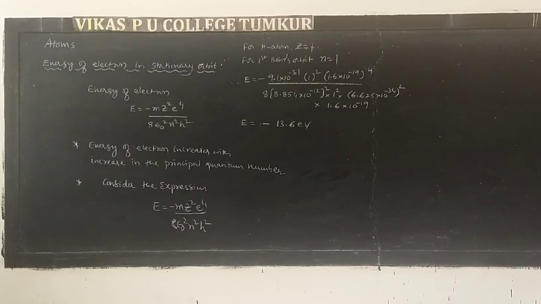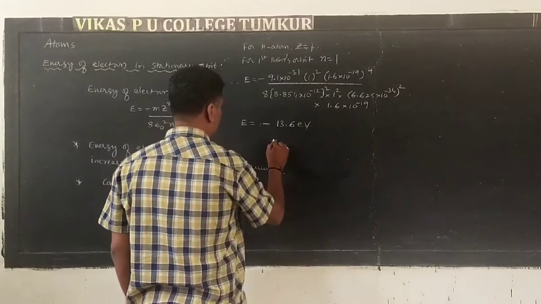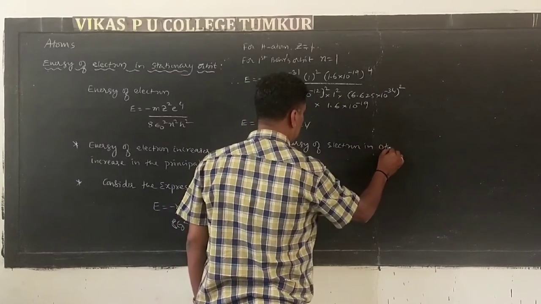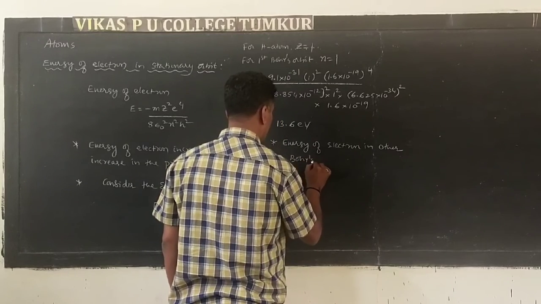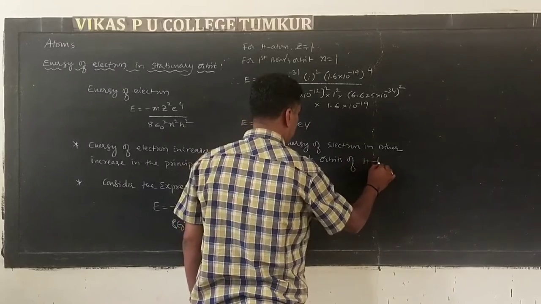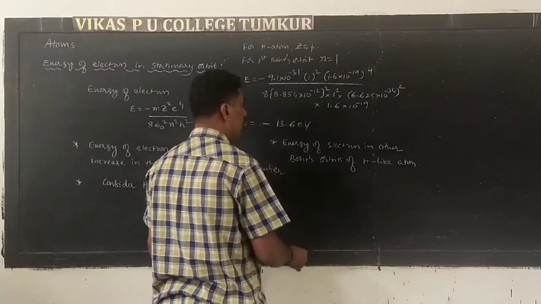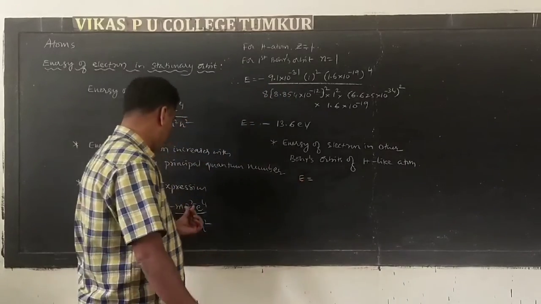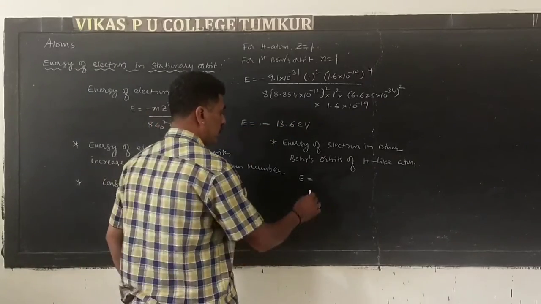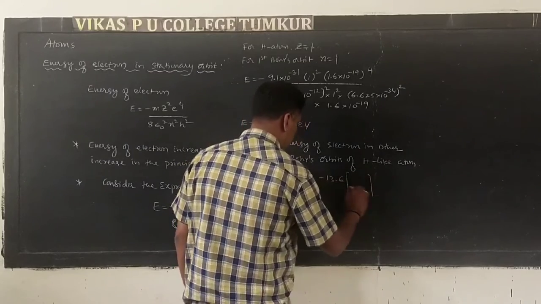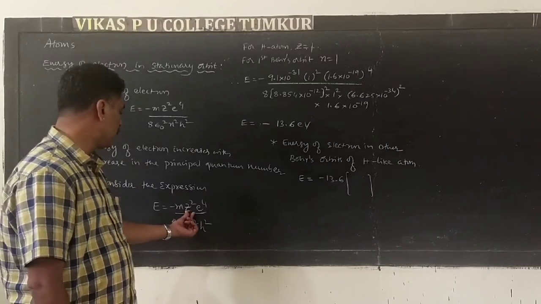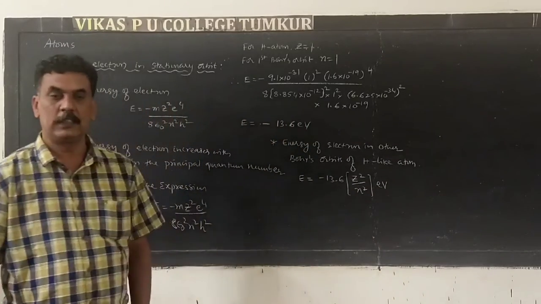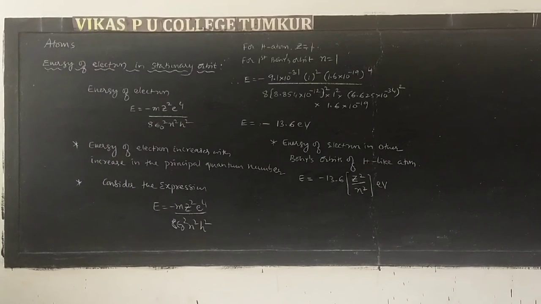And the next concept that you need to know is the energy of the electron in other Bohr's orbits of a hydrogen-like atom. If the atom is hydrogen-like, then in E, Z was taken as 1 here and n was taken as 1. So excluding Z and n, you get the same constant, minus 13.6. What else is remaining? Z square by n square is remaining. So this gives you the energy of the electron in other Bohr's orbits of a hydrogen-like atom.